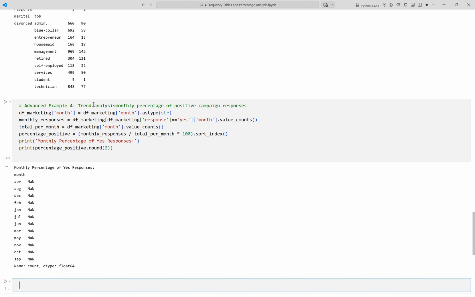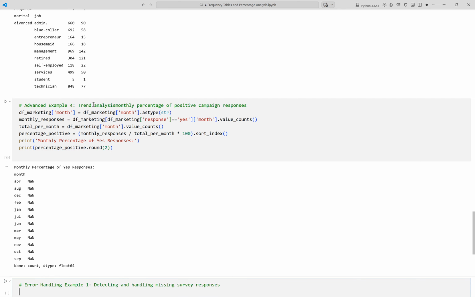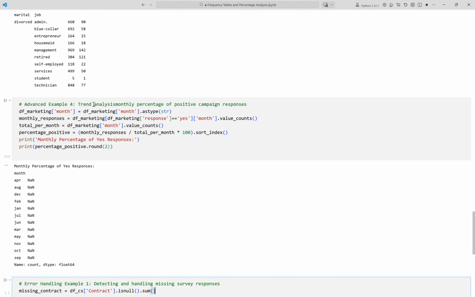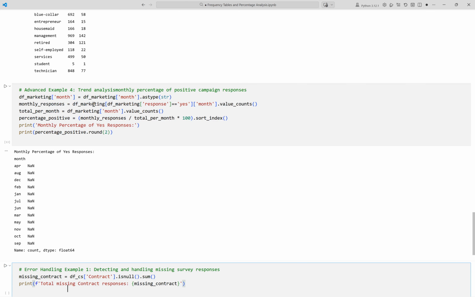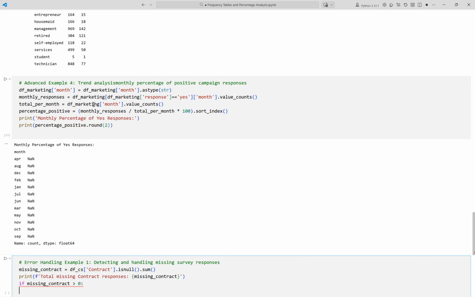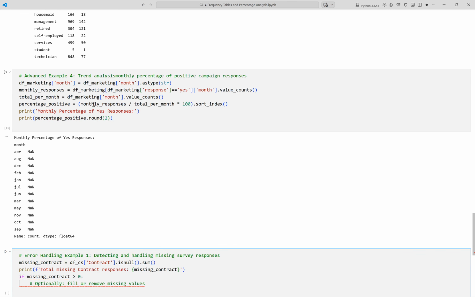Missing data can spoil summary statistics, always check for gaps. We count missing entries in the contract column. We print the total missing contract responses. If any are missing, we drop those records to prevent skewed analysis. We remove those records with missing contract values. We confirm the removal with a print statement.